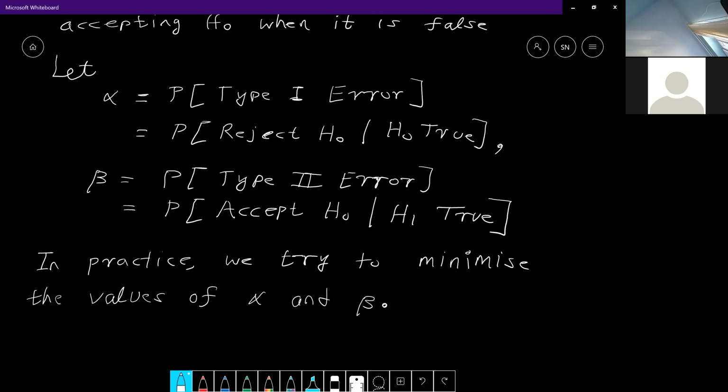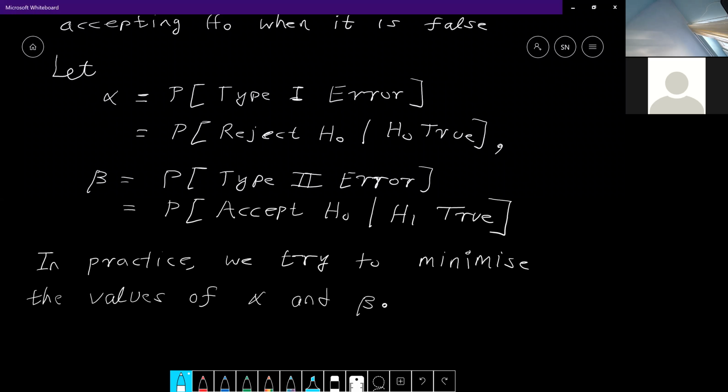All right, guys. So as I said before, it is impossible to have alpha equal to 0 and beta equal to 0, right? Because we are only human beings. We are always bound to make errors. You can be the most intelligent person, but still you can make errors. So what we can try to do is only try to minimize alpha and beta.